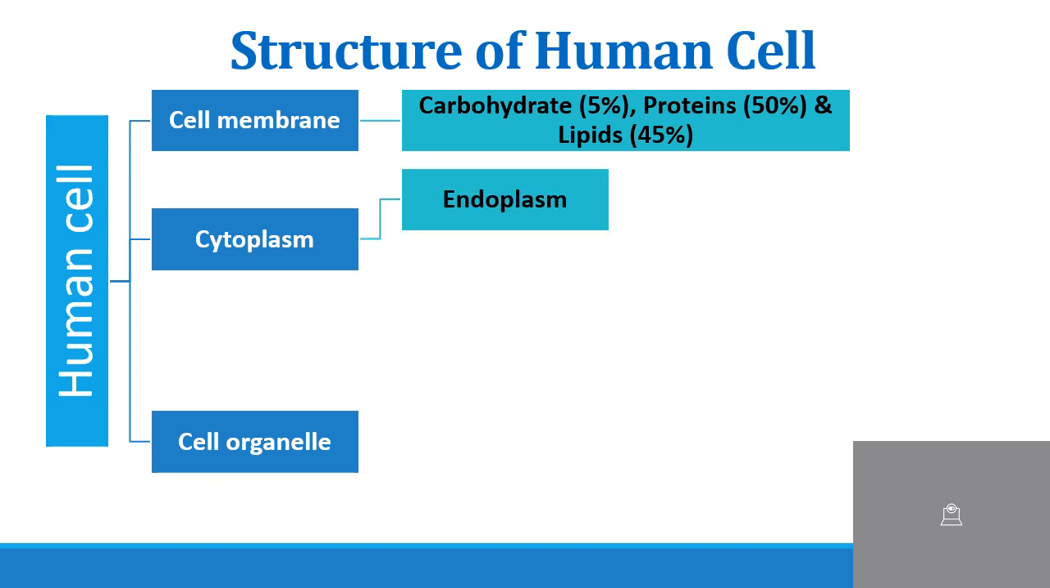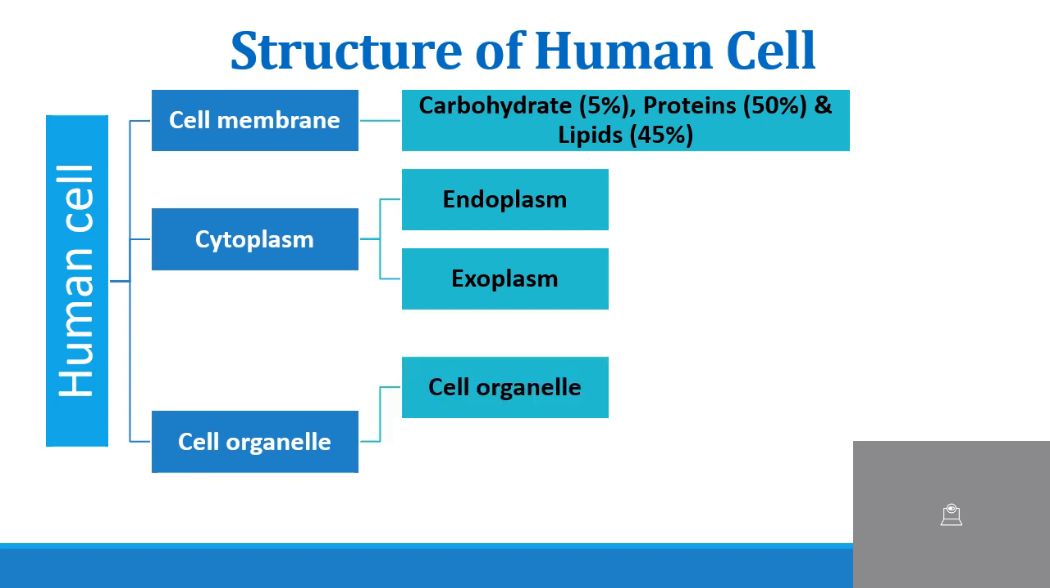The cytoplasm is indistinctly divided into two parts: the endoplasm, the part of the cytoplasm close to the nucleus, and the exoplasm, the part of the cytoplasm which is close to the cell membrane. You have a lot of cell organelles floating within the endoplasm, and other cell organelles like the cytoskeletons floating in the exoplasm.